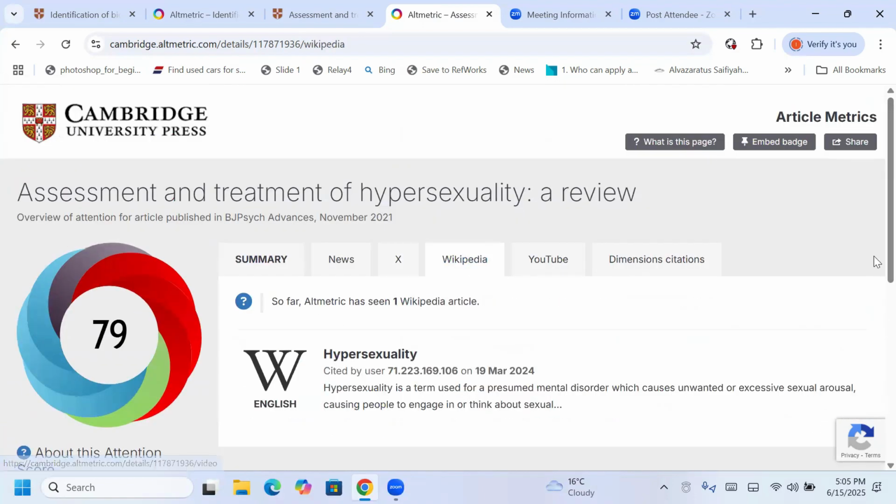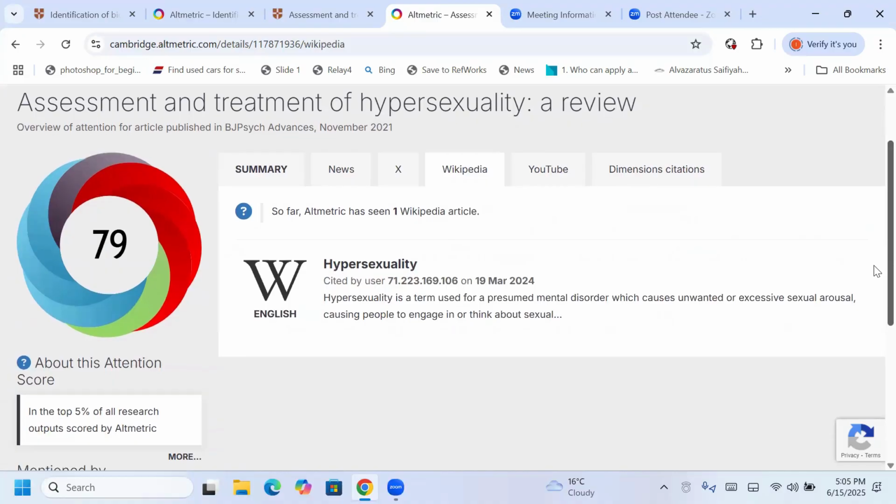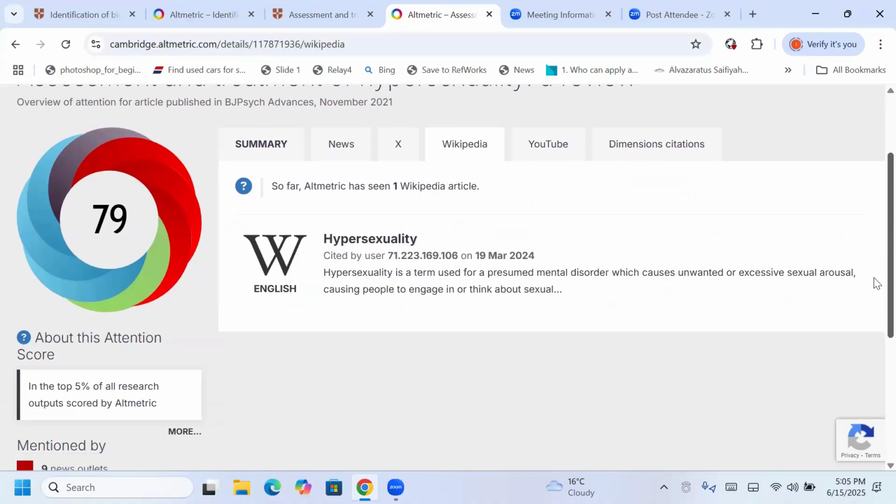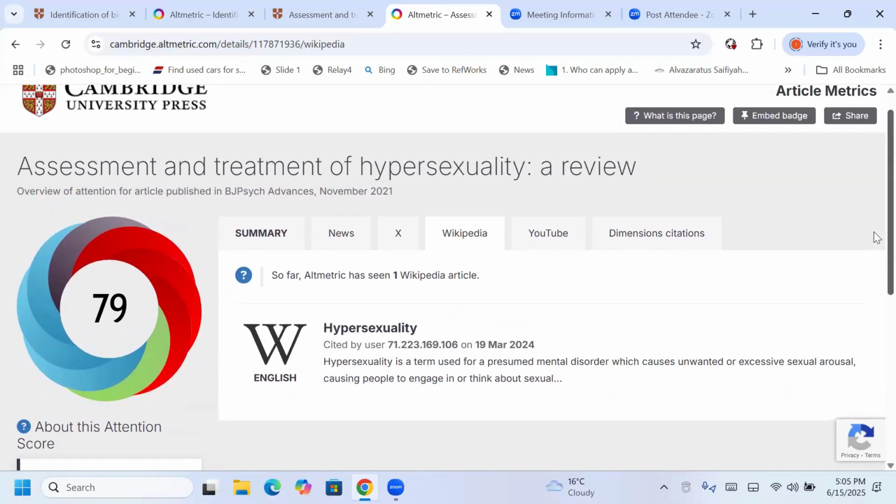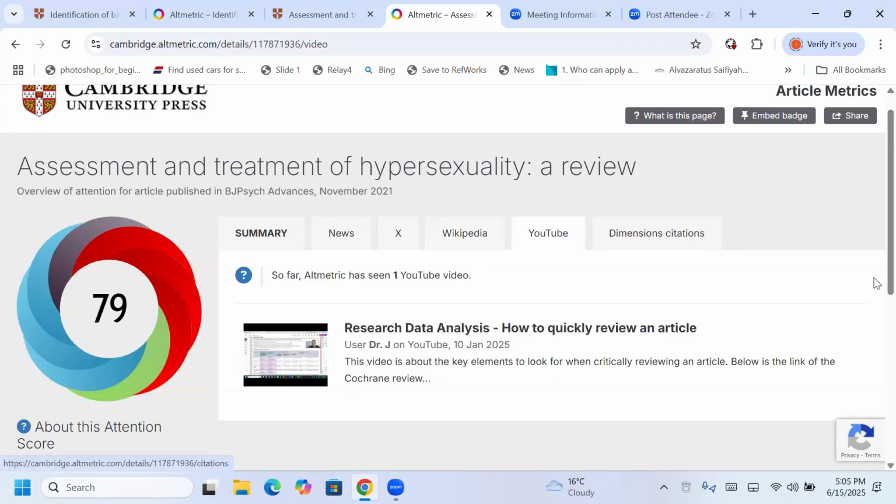Again, this was mentioned on Wikipedia as well. So again, this is something which you don't get in any other research scores. In Altmetric attention, it gives you a wider reach. So this article of mine was also mentioned on Wikipedia. Then YouTube mentioned, again, this is one of my videos where I used this article as an example for research data analysis, but the Altmetric can capture that as well.